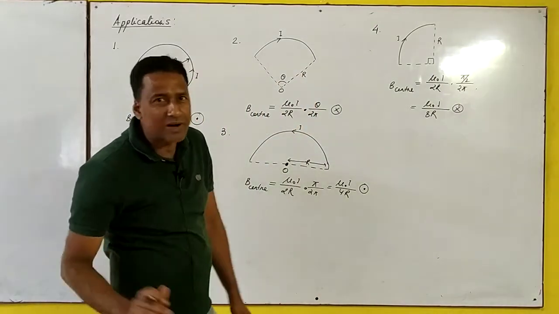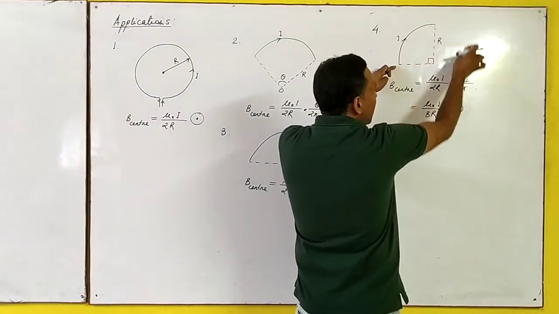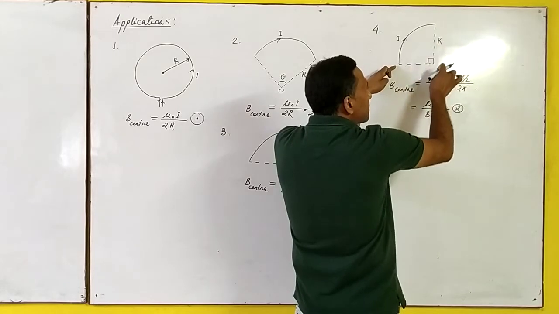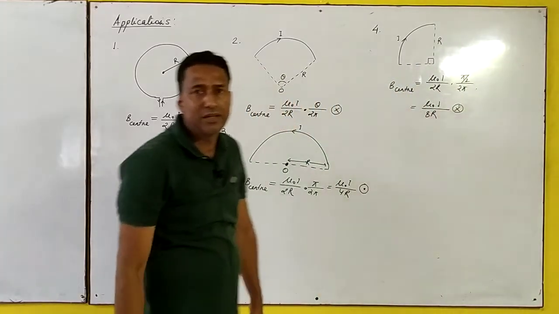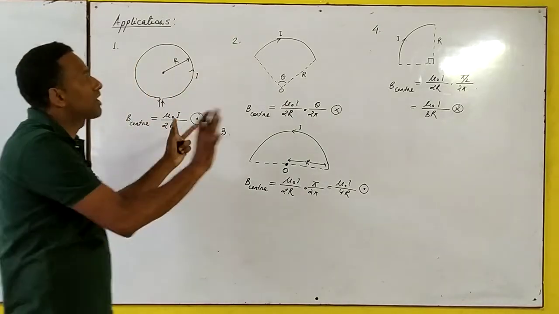So if it is a 3/4 circle, meaning till here, then you will take the angle to be 3 pi by 2. You will write 3 pi by 2 like that, and like that you will be getting the magnetic field. So that's all I have shown you.